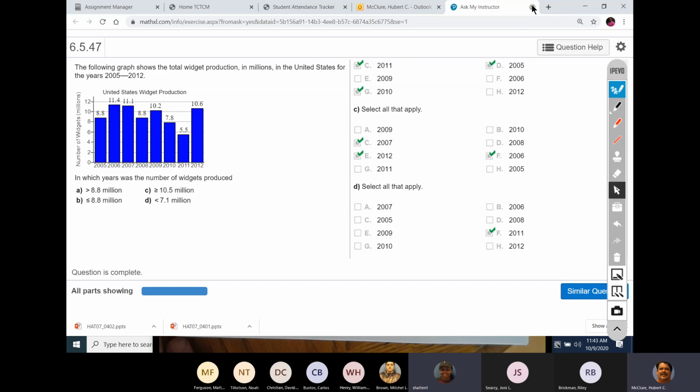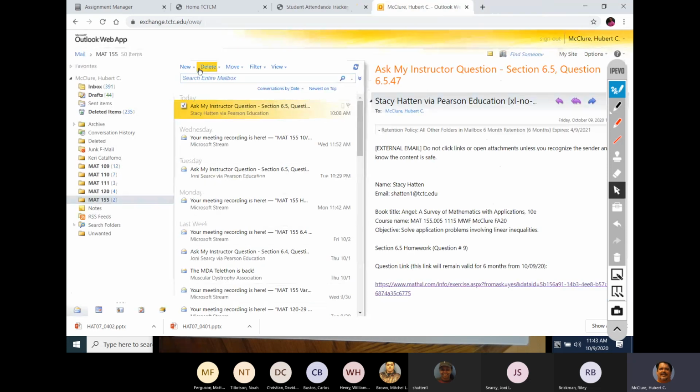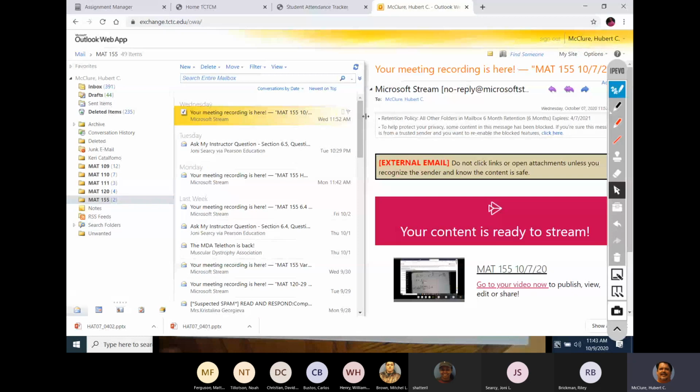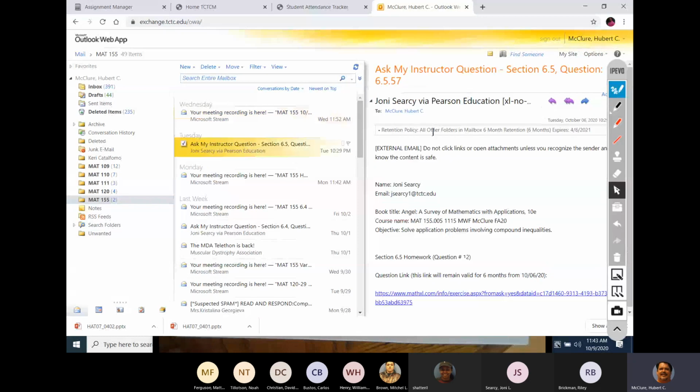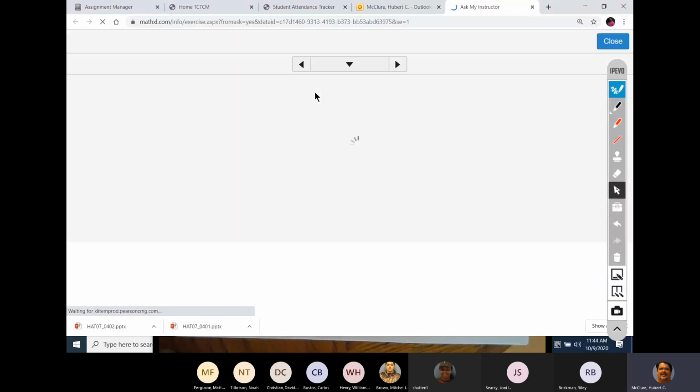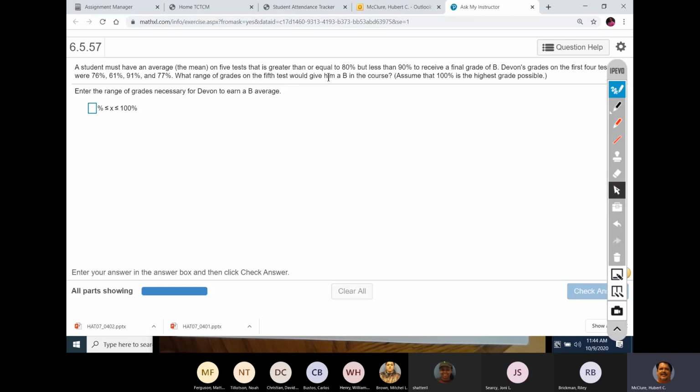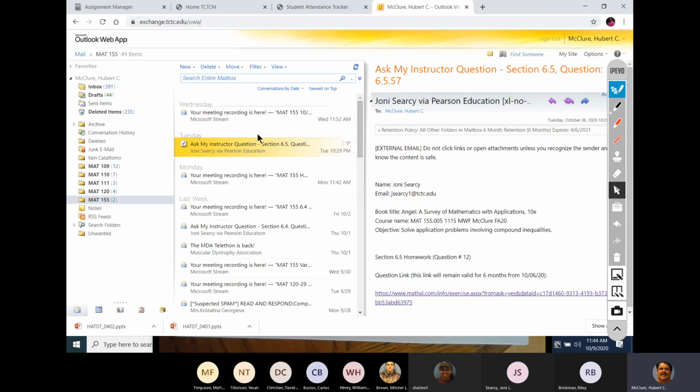Okay, so that takes care of the questions that were sent. Let's see, did we go over that one? This is 6.5. I'm trying to find an integer. I might have to go to the homework. Let's see if this is an integer. No, we already did that one last time. Okay, so I'm going to go find one.